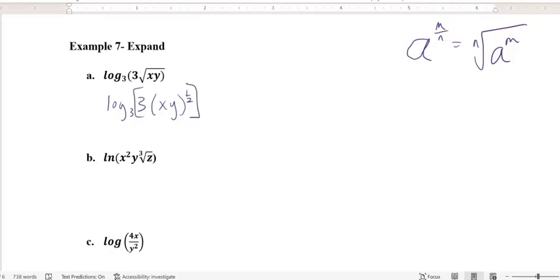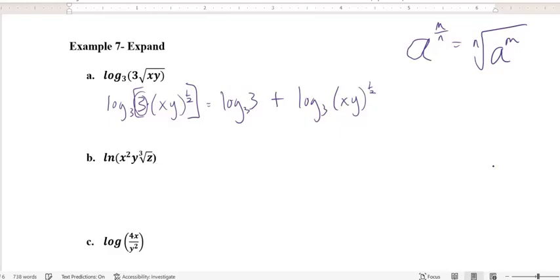However, the 3 isn't raised to that 1/2 power. Okay, so the first thing I got to do is use my product property so I can isolate this guy with the power. So watch what that looks like. The log base 3 of a product is the log base 3 of the first piece of the product plus the log base 3 of the other piece of the product, and that's xy to the 1/2. Okay?